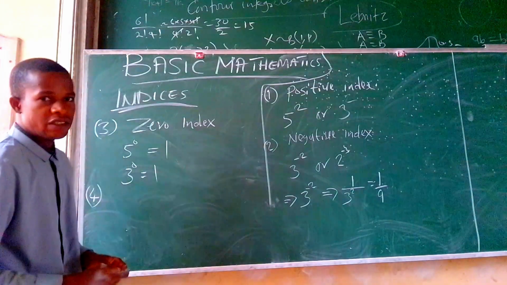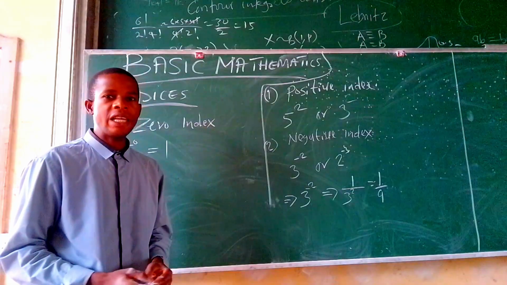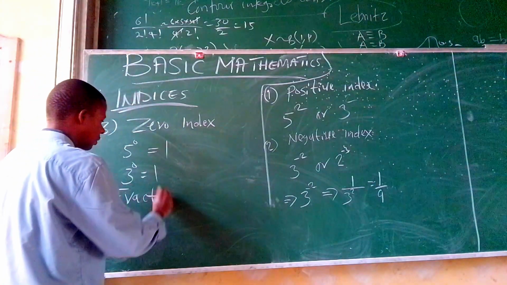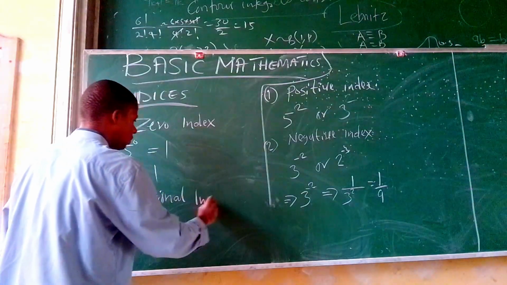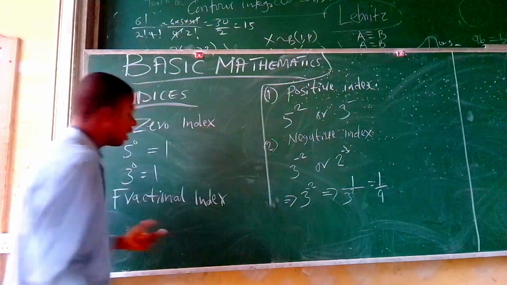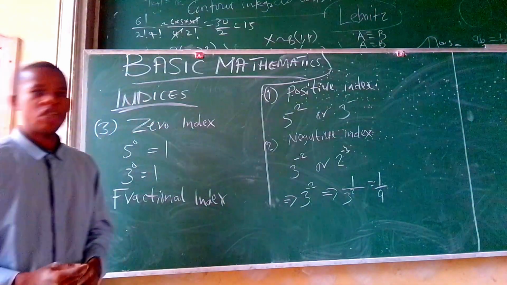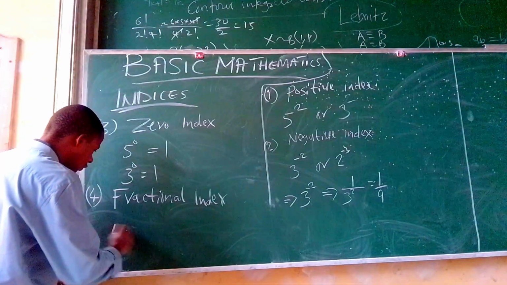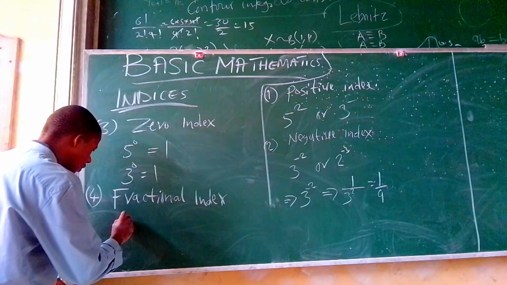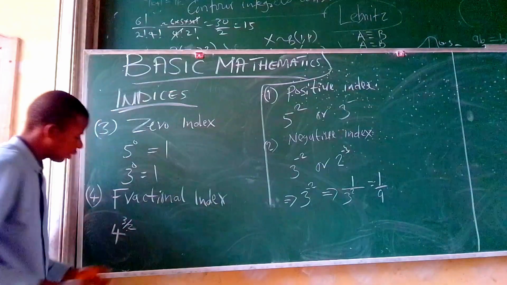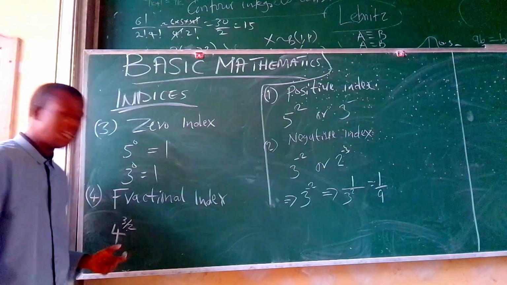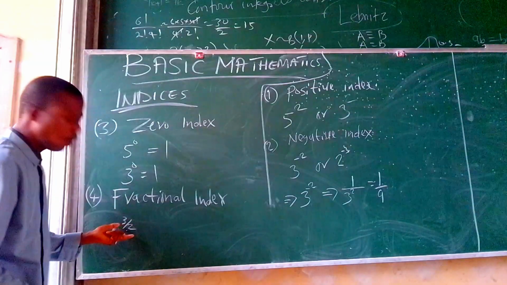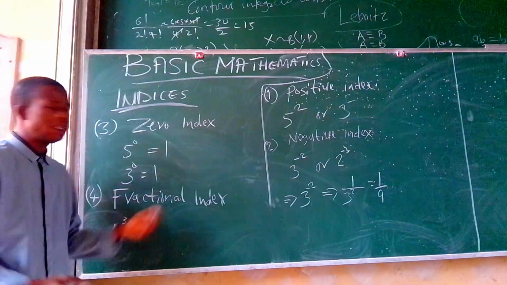Now let's look at the fourth type of indices. We have what they call the fractional index. The fractional index is letting us know that the base is raised to a fraction. So, for example, we have 4 raised to the power of 3 over 2. This kind of indices is called a fractional index because the base, which is 4, is raised to the power of a fraction.